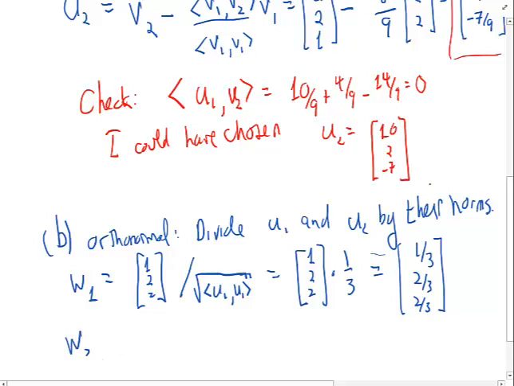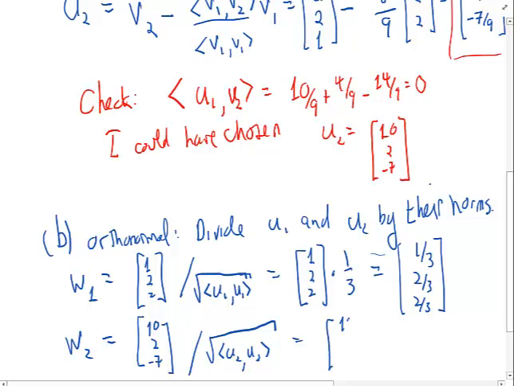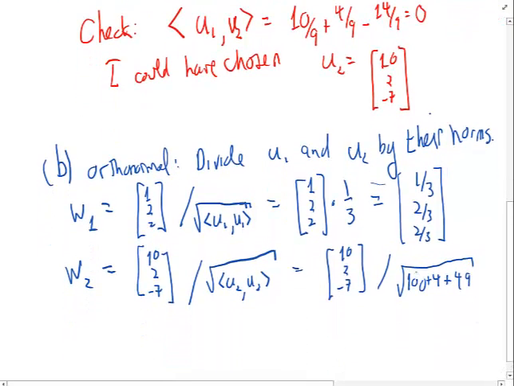And then W2 is equal to this other one. Let me just go with this 10, 2, minus 7. It doesn't matter which one I use, but I think it's easier to compute the norm of this one. It's divided by the square root of u2, where here my u2 is this one with 10, 2, minus 7. So it's 10, 2, minus 7 over the square root. Let's see, I have 100, 10 times 10 is 100, 2 times 2 is 4, 7 times 7 is 49. So that's 153. Is that right? 153.